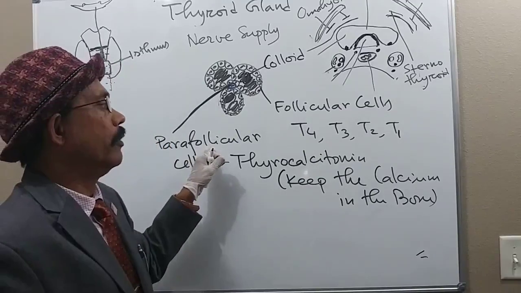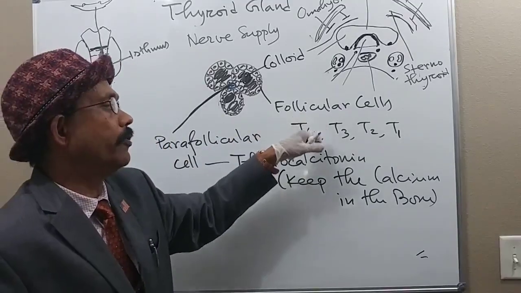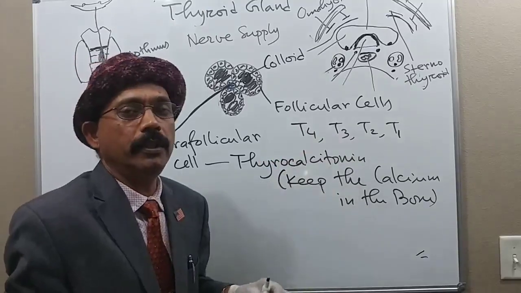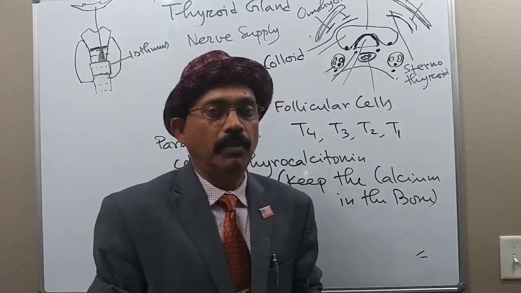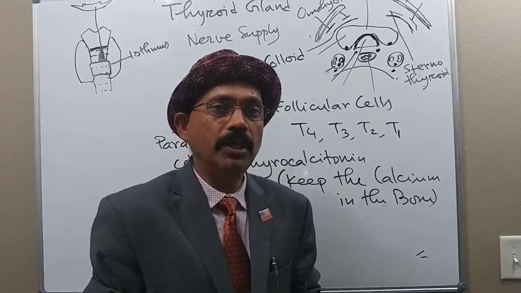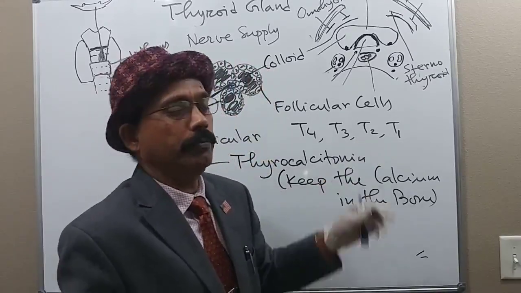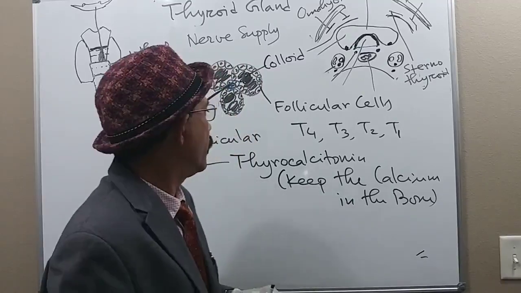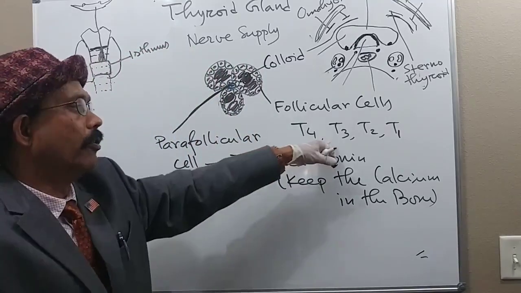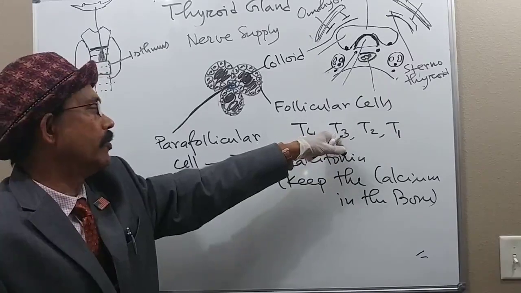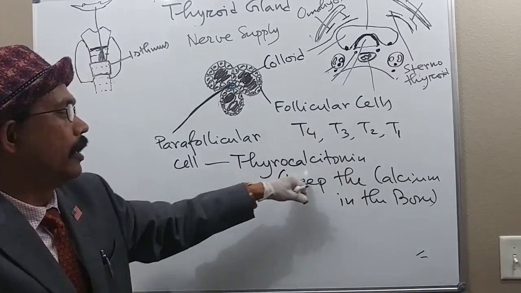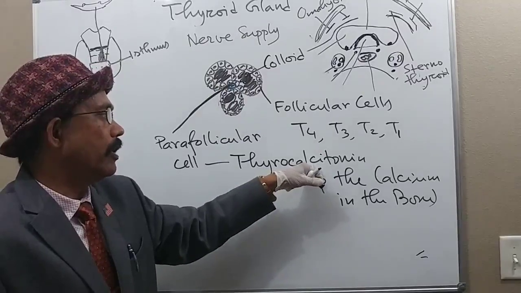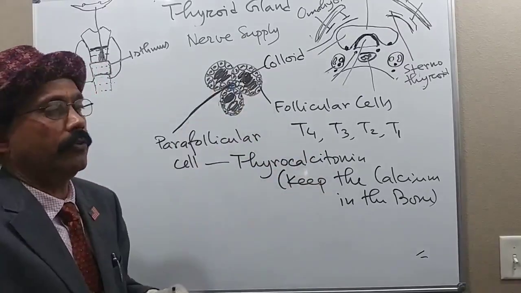What is the purpose of the follicular cell? To produce T4, thyroxine, and triiodothyronine. They are associated with basal metabolic rate, BMR, plus growth of the nervous system and growth of the body as a whole. So the thyroid gland is not only for growth of the body and the nervous system, it is also associated with calcium metabolism by the release of thyrocalcitonin by the parafollicular cells.